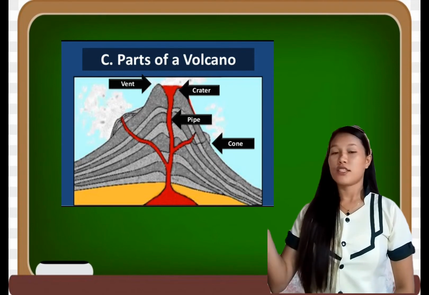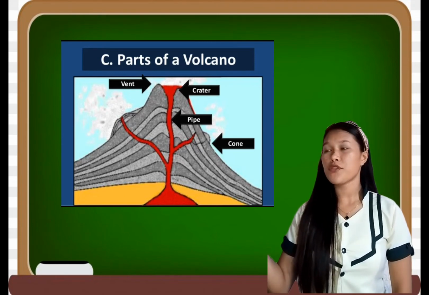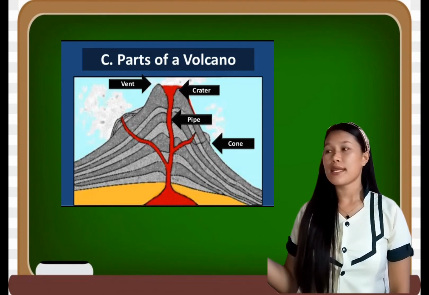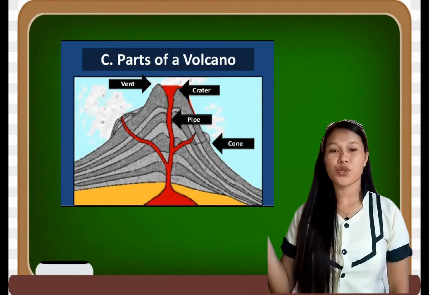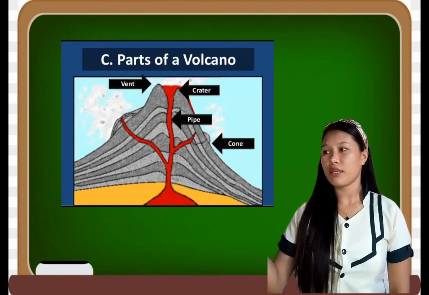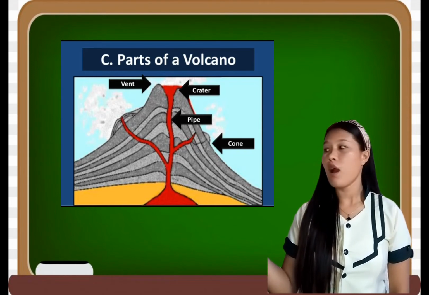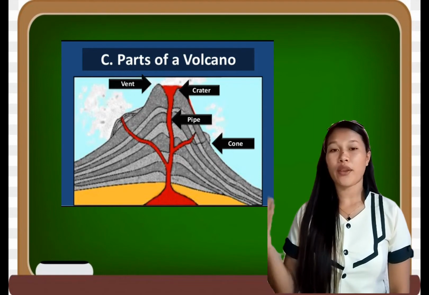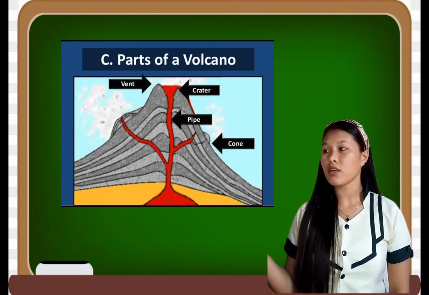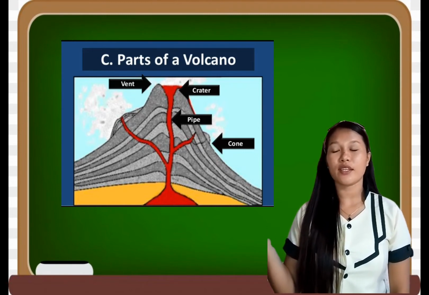cone. The vent is an opening in the surface of the earth through which volcanic materials can escape. The crater is the mouth of a volcano which surrounds the vent. The pipe is composed of a deep, narrow cone of solidified magma, while the cone is a triangular-shaped hill formed as material from volcanic eruption piles up around the volcanic vent or opening in Earth's crust.